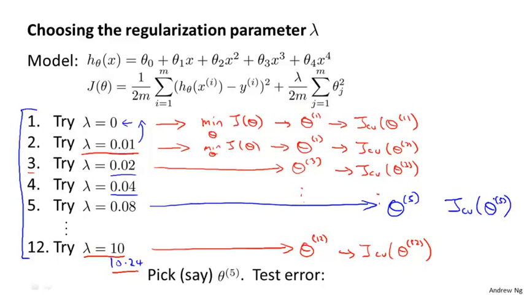Having done that, finally, what I would do if I want to report a test set error is to take the parameter theta 5 that I've selected and look at how well it does on my test set. And once again, it's as if we fit this parameter theta to my cross-validation set, which is why I'm saving aside a separate test set that I'm going to use to get a better estimate of how well my parameter vector theta will generalize to previously unseen examples. So that's model selection applied to selecting the regularization parameter lambda.